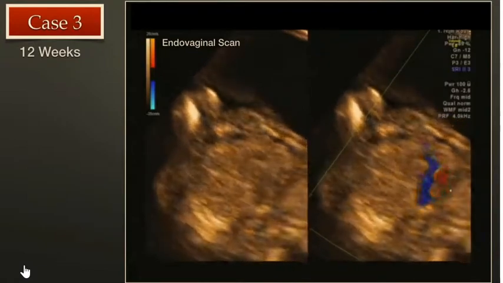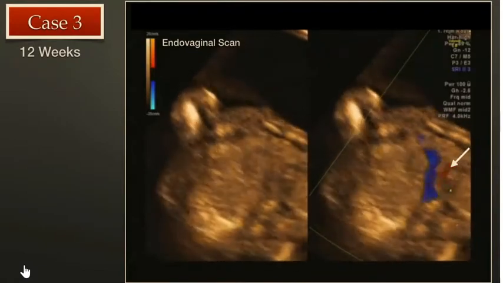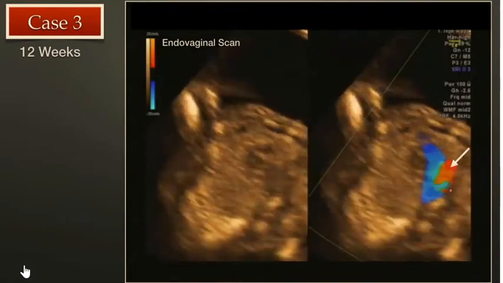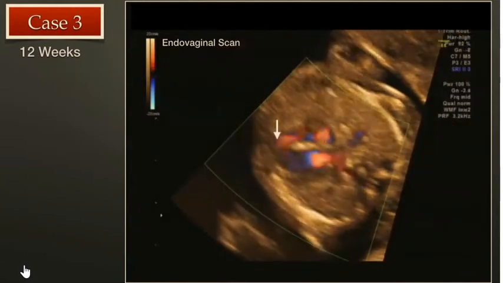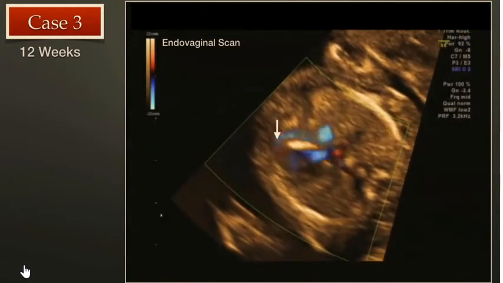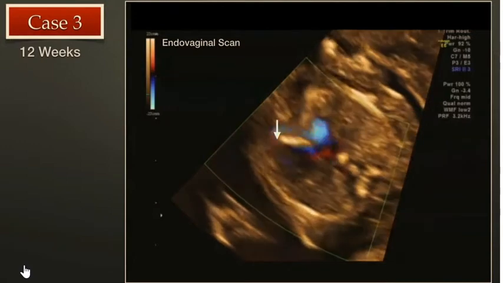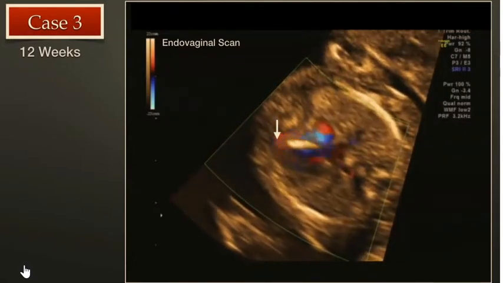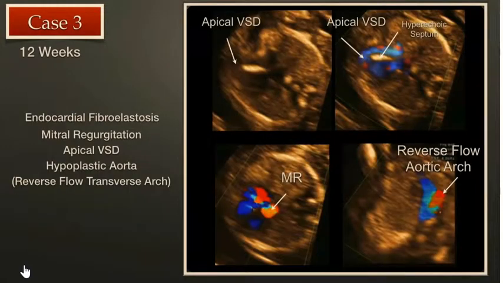This demonstrates reverse flow in the transverse arch. This demonstrates the VSD with power Doppler. This is a summary of the abnormal findings that included endocardial fibroelastosis, mitral regurgitation, apical VSD, and a hypoplastic aorta with reverse flow in the transverse arch.